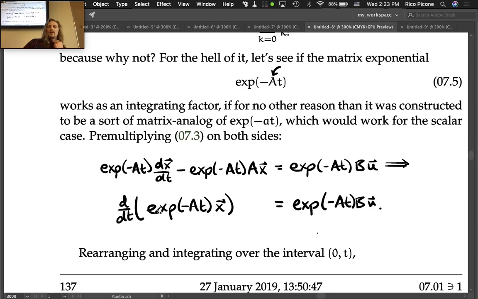So if you take the time derivative, let's do this term first. In the product rule, we take the derivative of one term and we leave the other term alone, and then we add the derivative of the term we left alone with the term that we differentiated the first time. So that's the product rule. So let's differentiate x the first time, so dx/dt. We left the matrix exponential alone, so that was this term. The other one's a little bit more tricky, so we take the derivative of the matrix exponential.